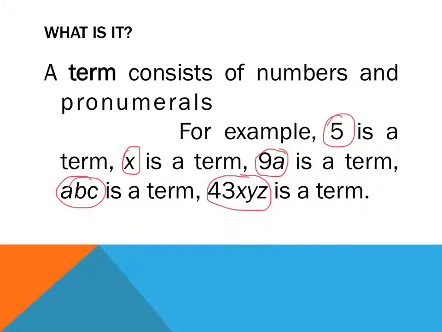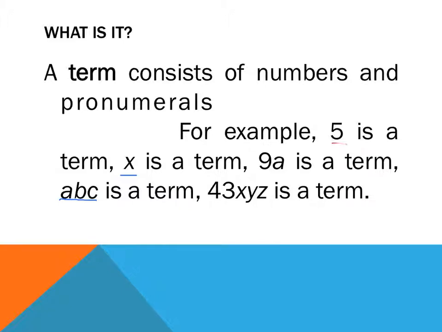Now you'll notice that they're very different types of terms, okay? X is just a pronumeral, just by itself. Now it doesn't appear to have a coefficient or a number in front of it. You might remember from last lesson that if I have a pronumeral that doesn't have a coefficient, it means the coefficient is 1, or there's one instance of X, okay? This one here, there's one instance of A, B, C, okay?